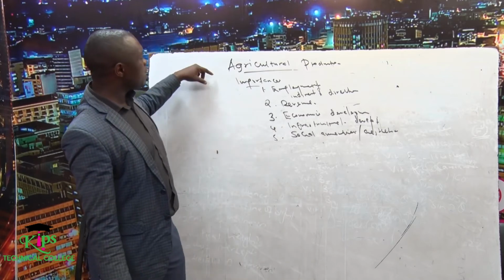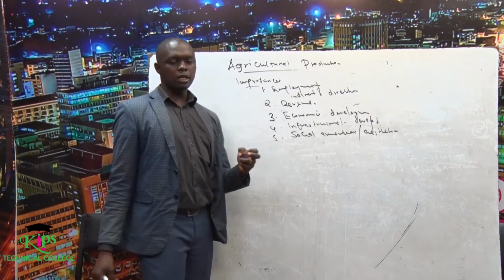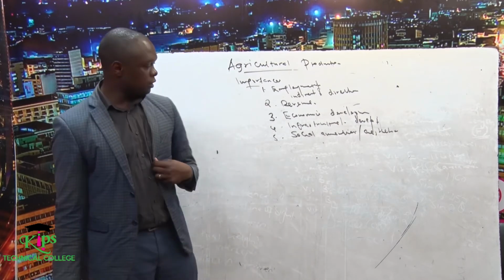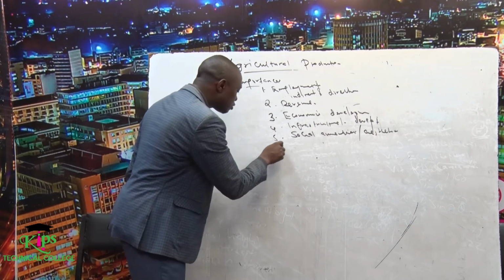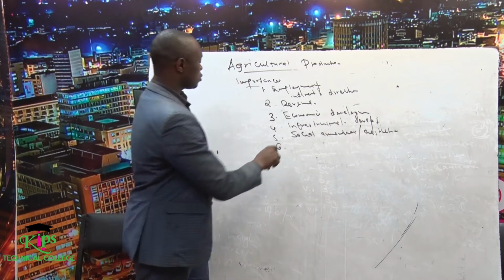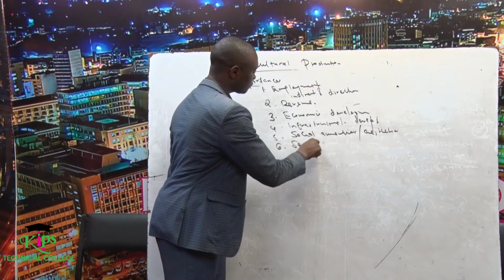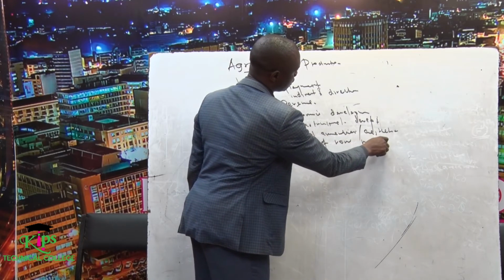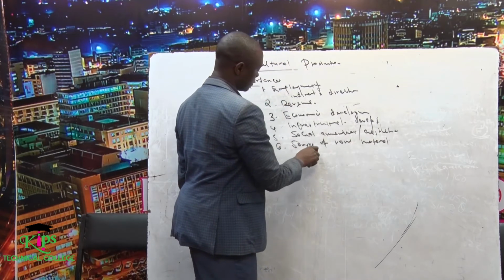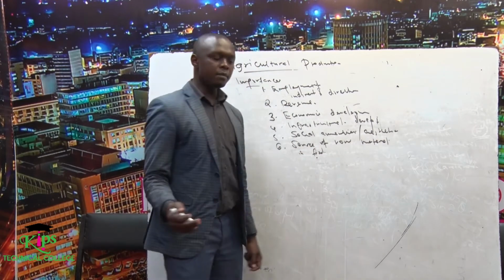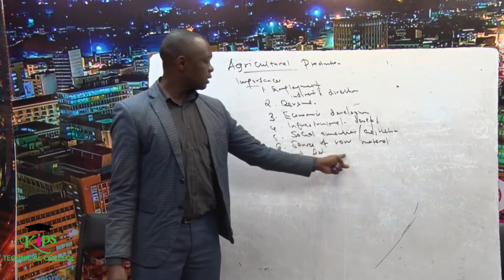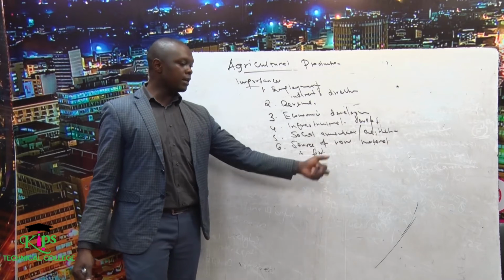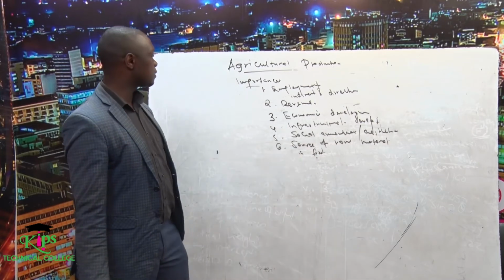Now the reason why we are looking at agriculture in food science is to help us understand the source of the raw materials we use in the food industry. That brings us to number 6. It is a source of raw materials in the food industry. For example, you'll need milk for you to process yogurt. You also need cereals for you to process alcohols and so on.